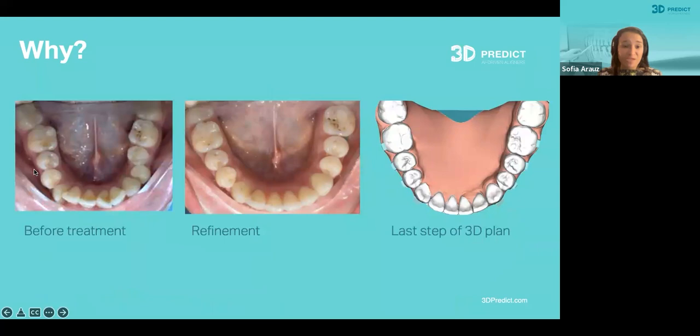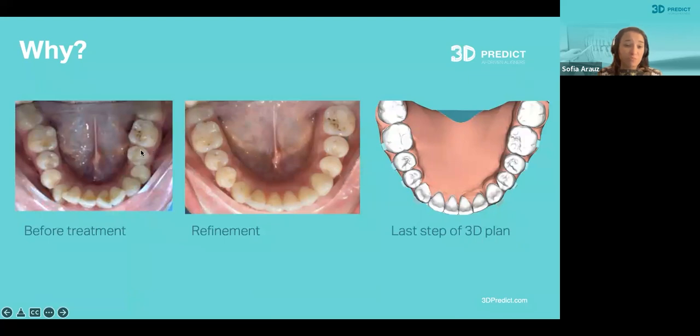So this is the same patient, lower arch. The refinement was needed because this canine didn't track. You see, everything else looks pretty good, but this canine here didn't achieve the amount of rotation of 30 degrees that we had predicted. And this is a good point of conversation with your patient. You get these pictures up and you say, are we okay with this?